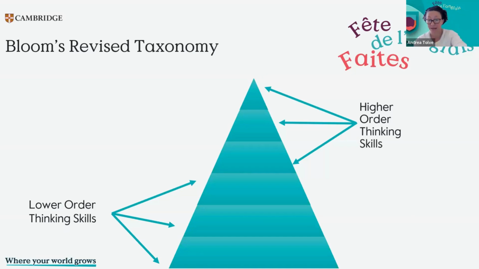So you can see there are 6 levels. Do you know what thinking skills are at each level? Do you want to pop in the chat box? Does anybody know what are the thinking skills of each level of Bloom's revised taxonomy? Charlotte says no. Does anybody else know? Thank you for sharing, Charlotte. Nobody? Okay, so we've got the 6 levels.